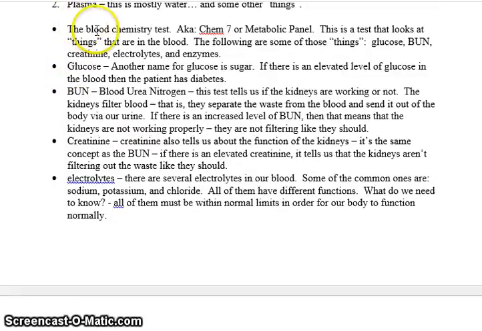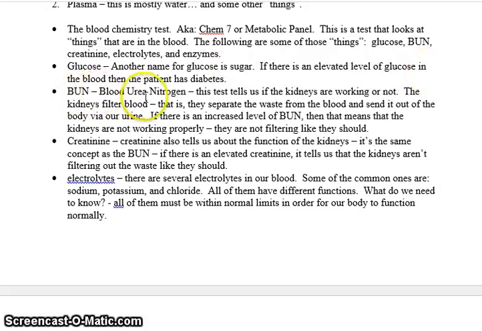So first we have the blood chemistry test. This is also known as the Chem 7 or metabolic panel. This is a test that looks at all of those different things that are in our blood. Here are some of those things, such as glucose, BUN, creatinine, electrolytes, and enzymes. First is glucose. Another name for glucose is sugar. If there is an elevated level of glucose in the blood, then the patient has diabetes.